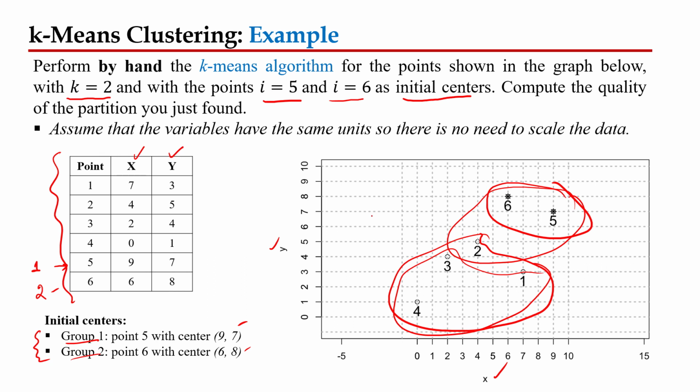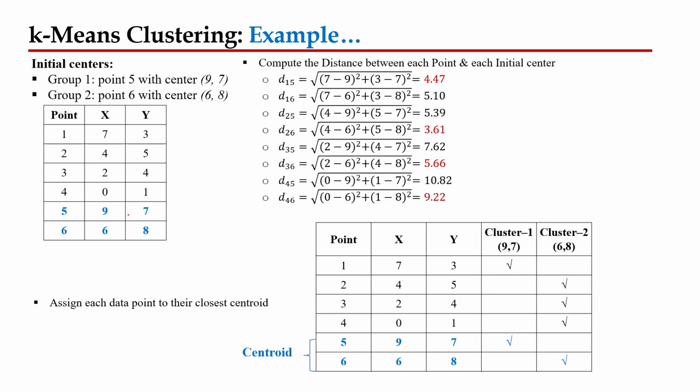So let's see how we can find this one. We already decided that we want to develop two means clustering. Two means clustering means k is equal to 2. That means we want to divide these six data points into two clusters. So what was the first step?